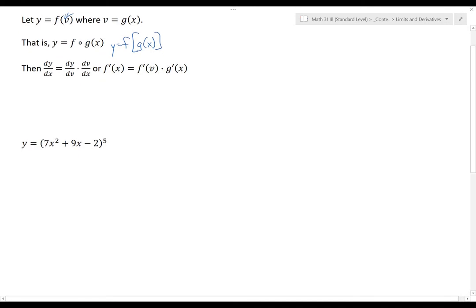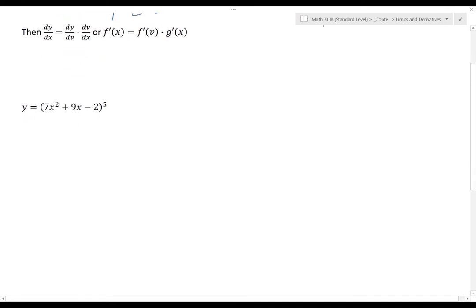That becomes a little clearer when we actually start to see it in action. So let's say we're starting off with y equals (7x squared plus 9x minus 2) to the power of 5. Technically we could derive this using just the derivatives of polynomials if we were to actually multiply out 7x squared plus 9x minus 2 five times. That is quite inefficient, but it would get us there. The chain rule basically saves us that work.